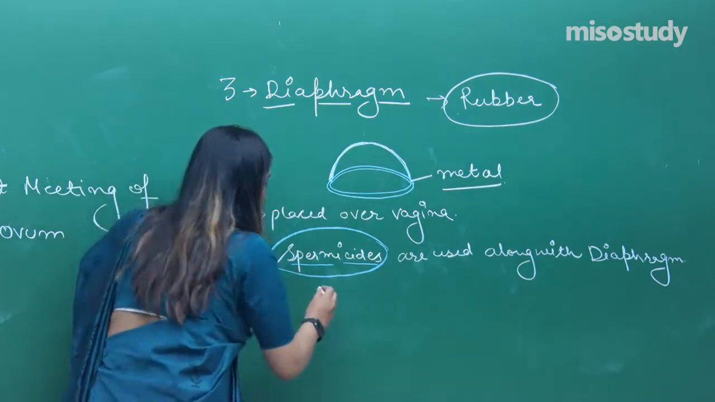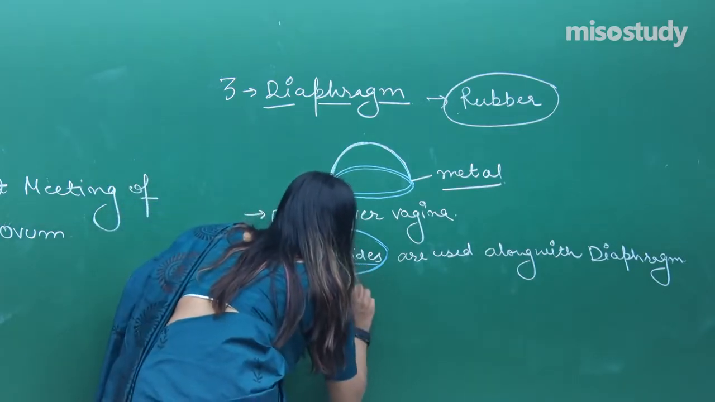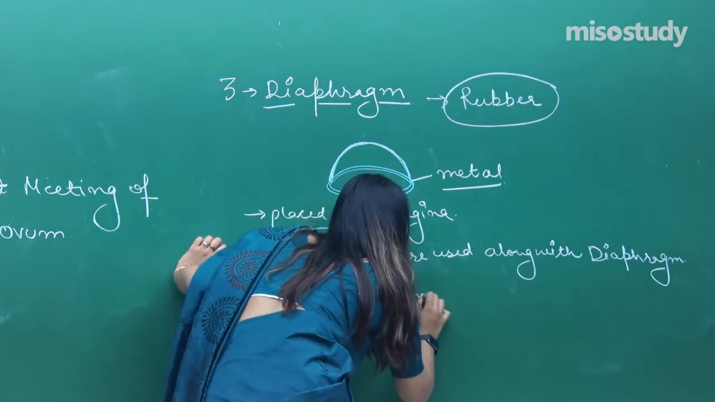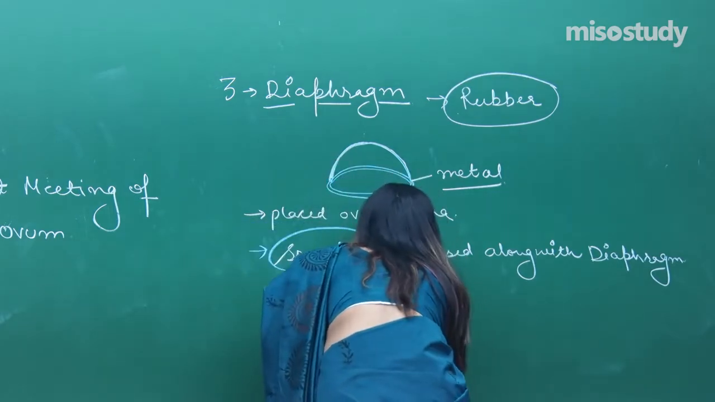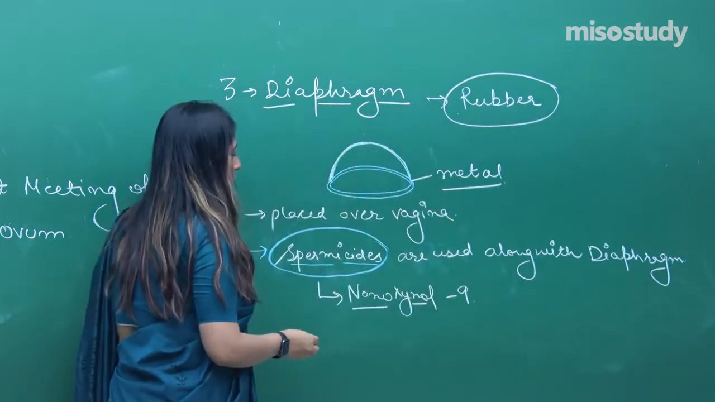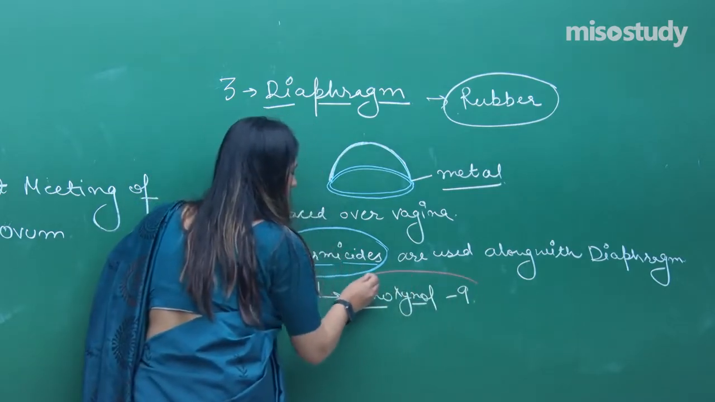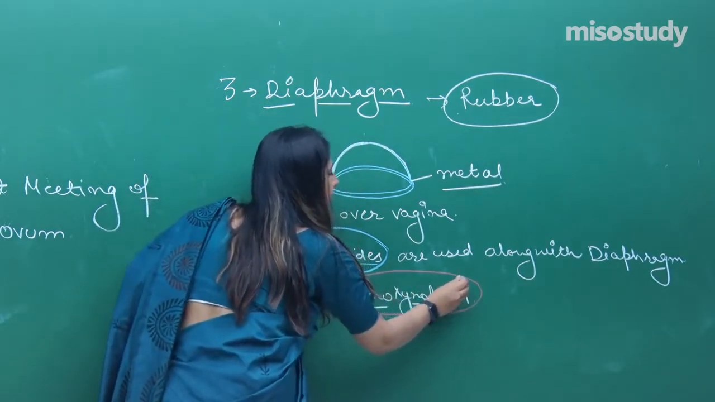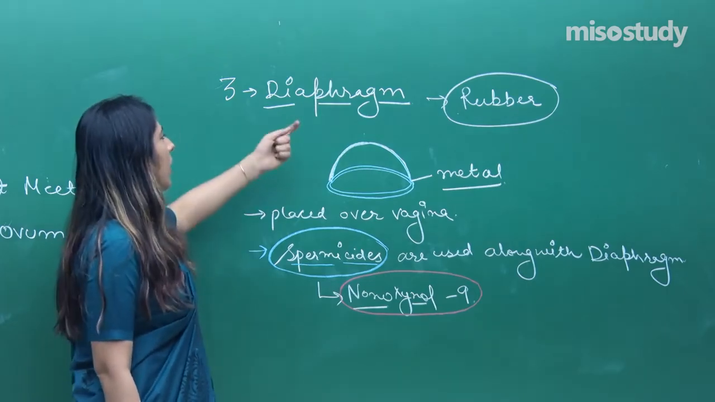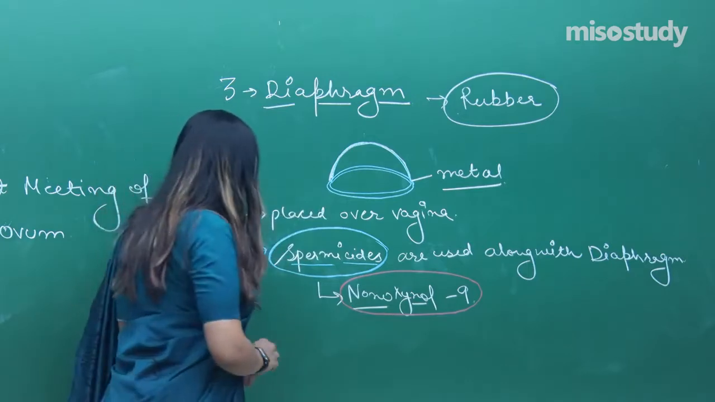Hope my students know about it. That I have discussed in the classes. That is nonoxynol 9. Nonoxynol 9 is a spermicide which is used along with the diaphragm and the female condom. So it increases the efficiency of the female contraceptive methods, right? They are used along with the diaphragm and along with the female condoms, right?